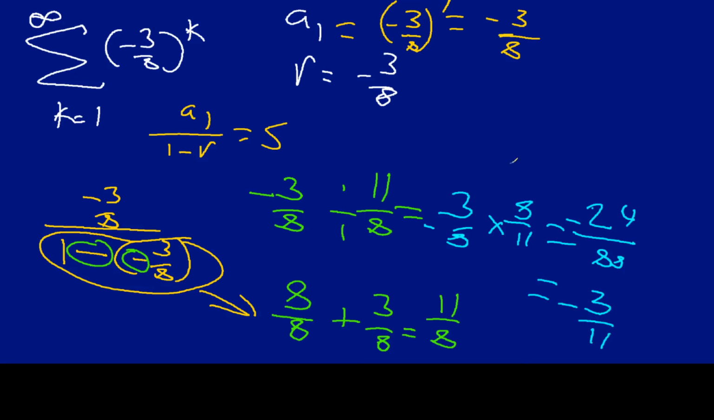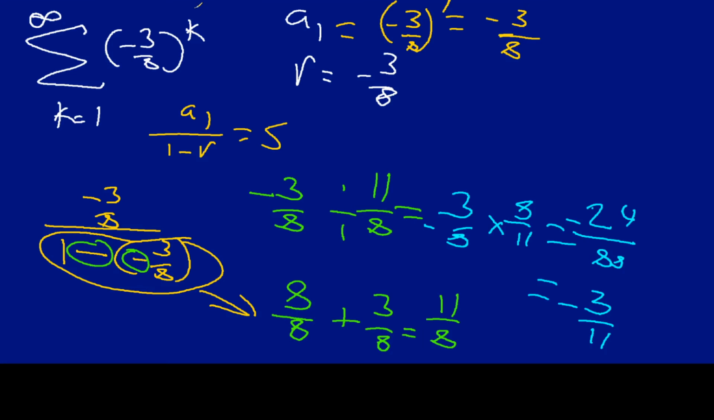So if you go negative 3/8 and raise it to the first power, the second power, all the way up to infinity, it'll add up to about negative 3 over 11. That's what it'll end up being. And so this is how you do it. And you have to look at what you have and figure out what you don't have in order to get the final answer. That's kind of the point.